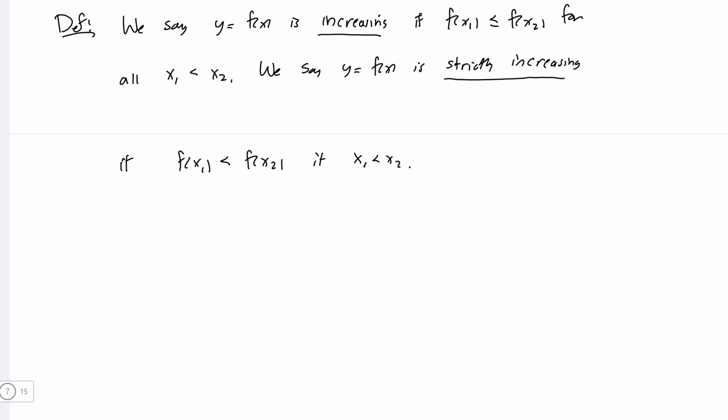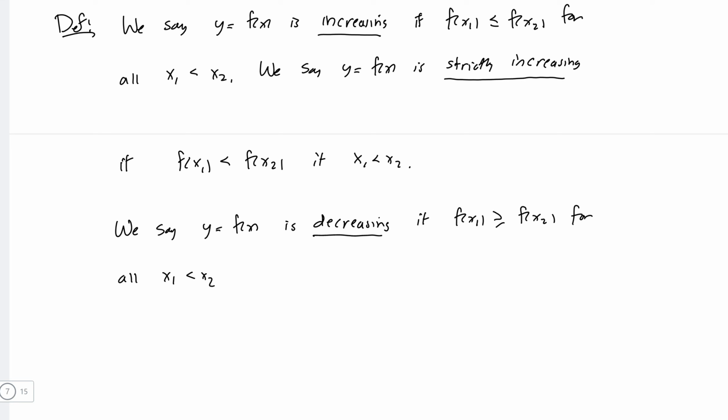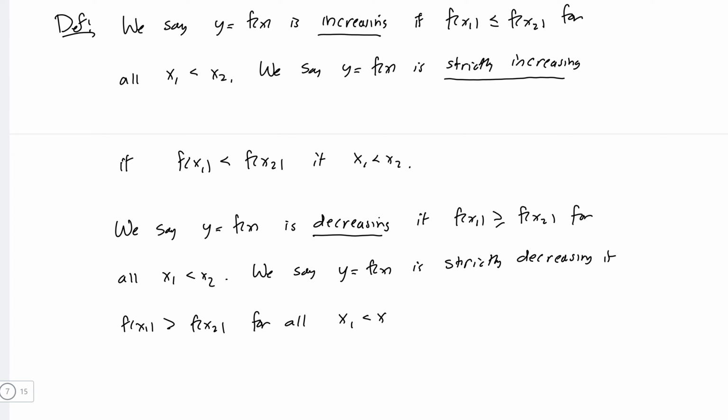And then the same definition goes for decreasing. We say y equals f of x is decreasing if f of x1 is bigger than or equal to f of x2 for all x1 less than x2. We say y equals f of x is strictly decreasing if f of x1 is strictly bigger than f of x2 for all x1 less than x2.